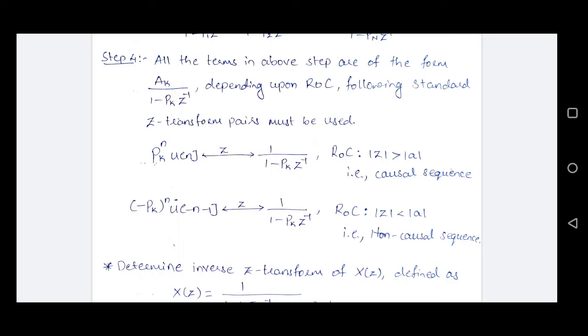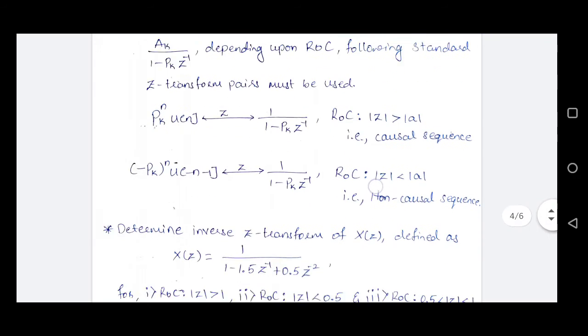If the sequence is left-sided, then its z transform will be 1 divided by 1 minus p_k z inverse itself, but the region of convergence mod of z will be less than mod of a. This will be a non-causal sequence. So its equivalent representation that we'll be using is minus p_k to the power n u[-n-1]. So we'll be following these 4 steps to obtain the inverse z transform by using the partial fraction expansion method. We'll consider an example.